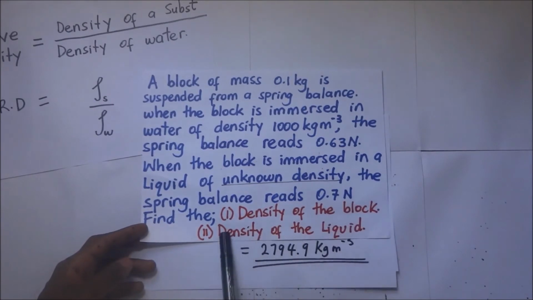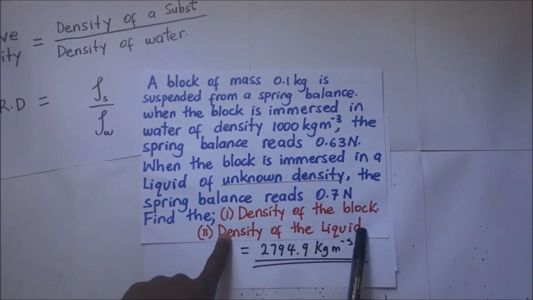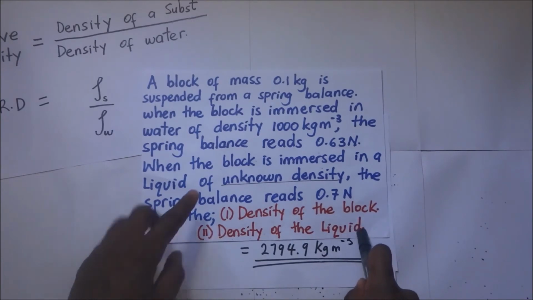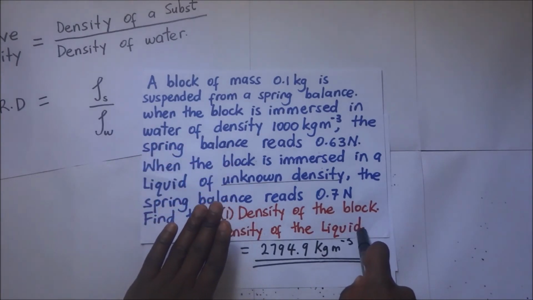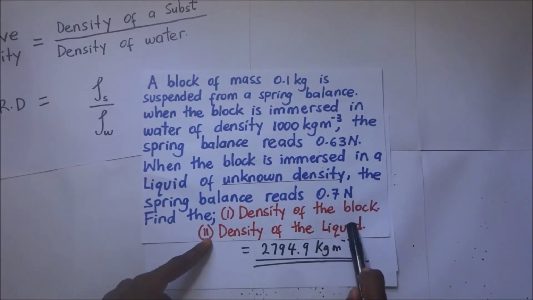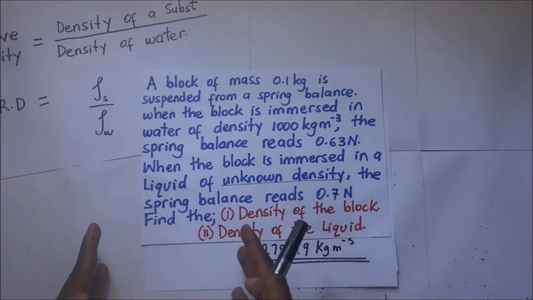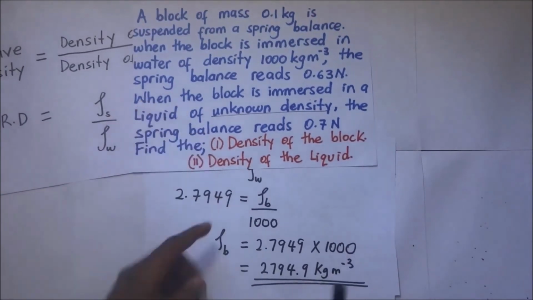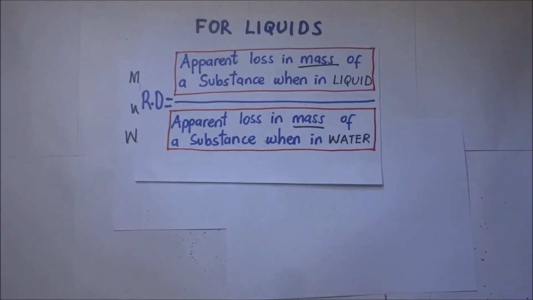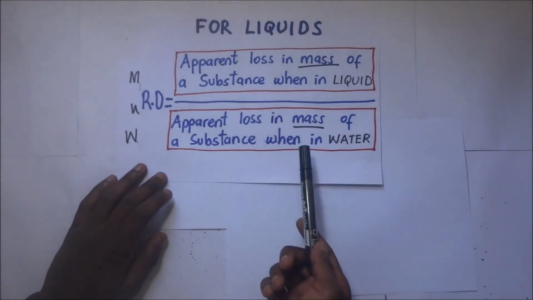Now we go ahead and answer part 2. We need to find the density of the liquid, and again, for us to find the density of the liquid, as far as the way this question is structured, we are going to first find the relative density of that liquid. After getting the relative density of that liquid, we are going to multiply that relative density by the density of water, like the way we've done here, and we will be able to get the density of the liquid.